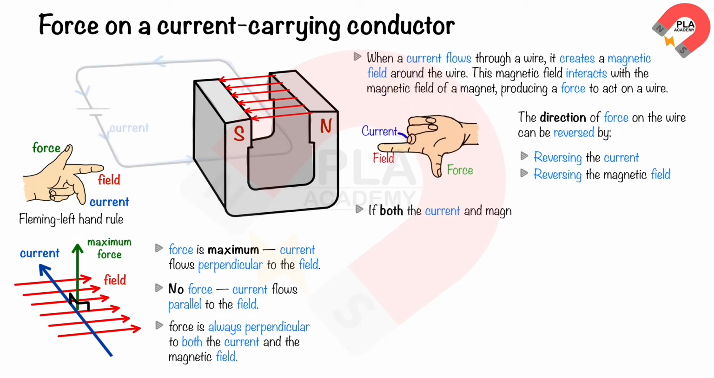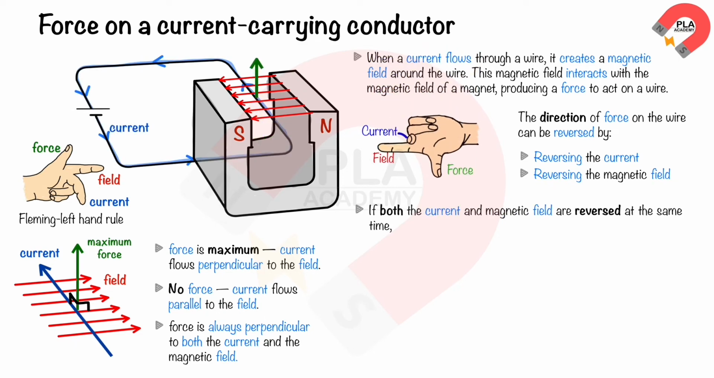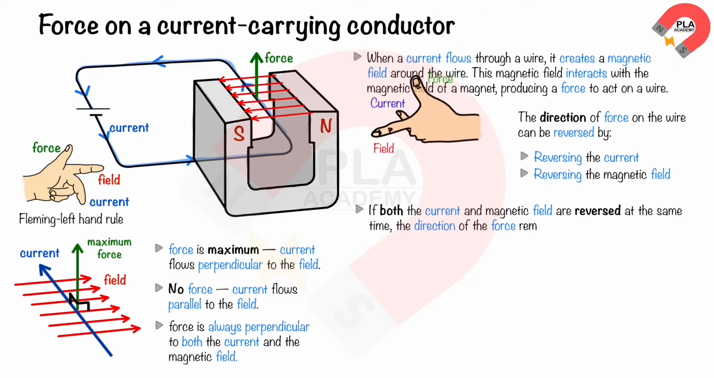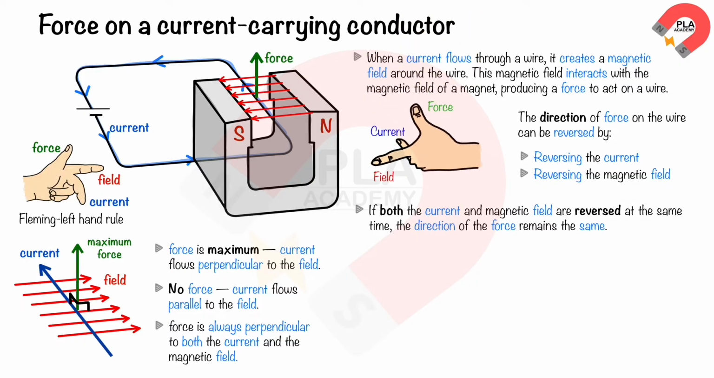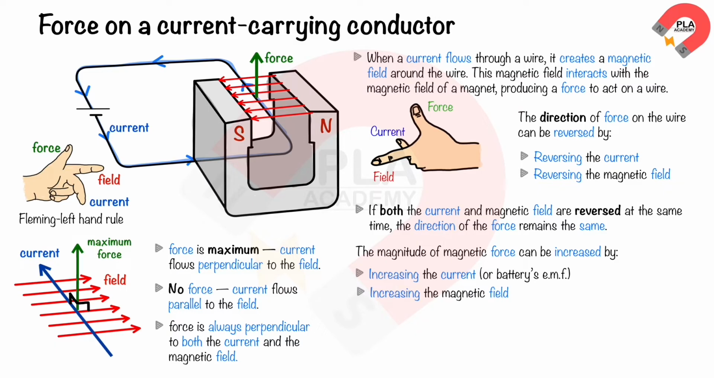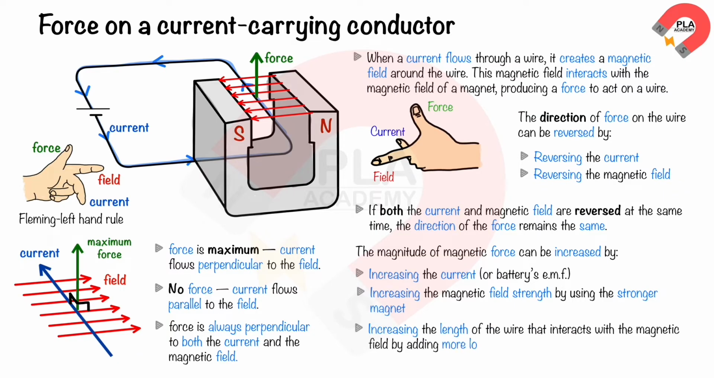If both the current and magnetic field are reversed at the same time, the direction of the force remains the same. The magnitude of magnetic force can be increased by increasing the current, increasing the magnetic field strength by using a stronger magnet, and increasing the length of the wire that interacts with the magnetic field by adding more loops.